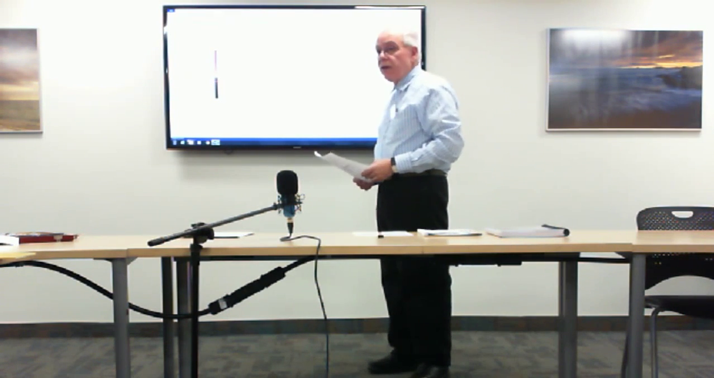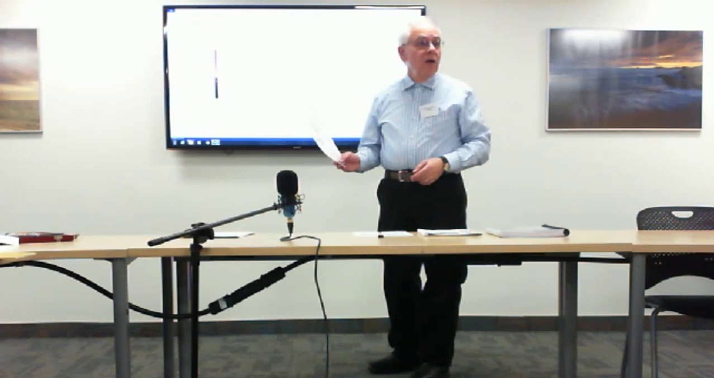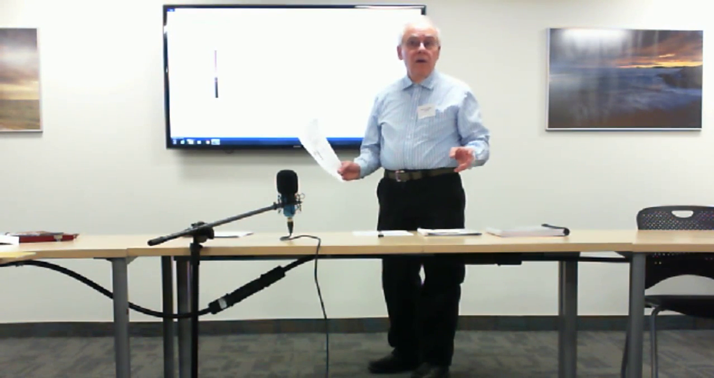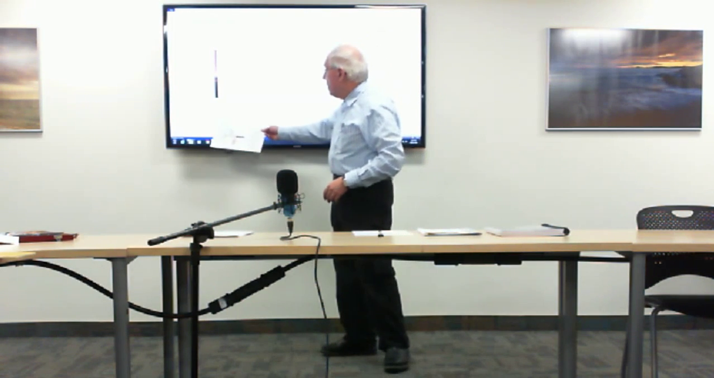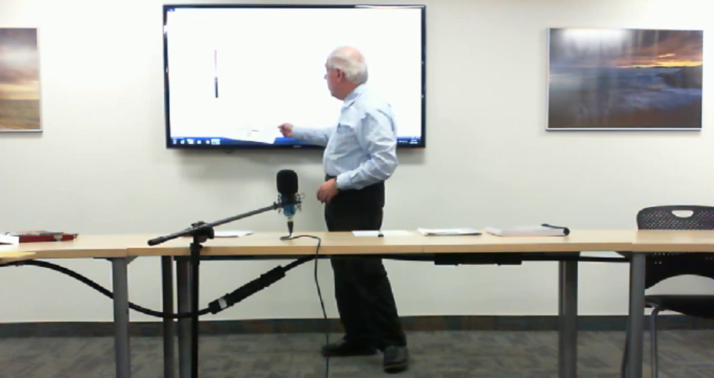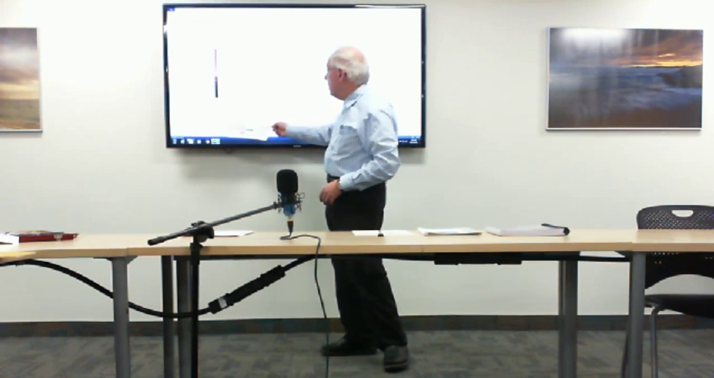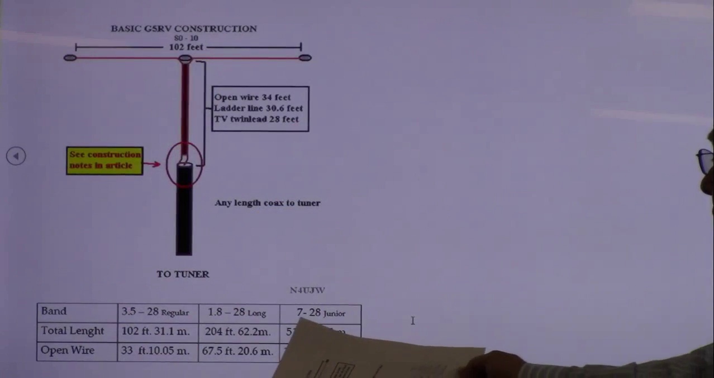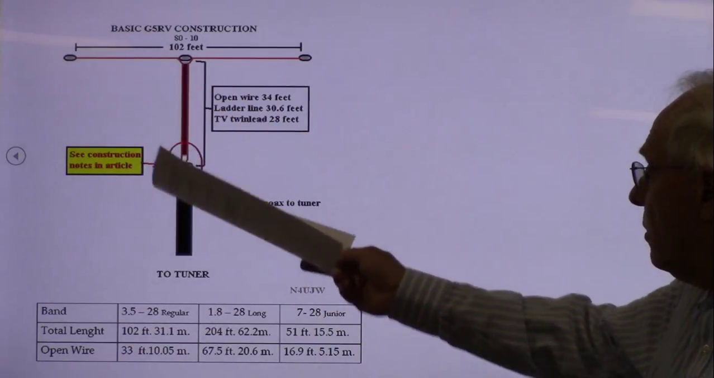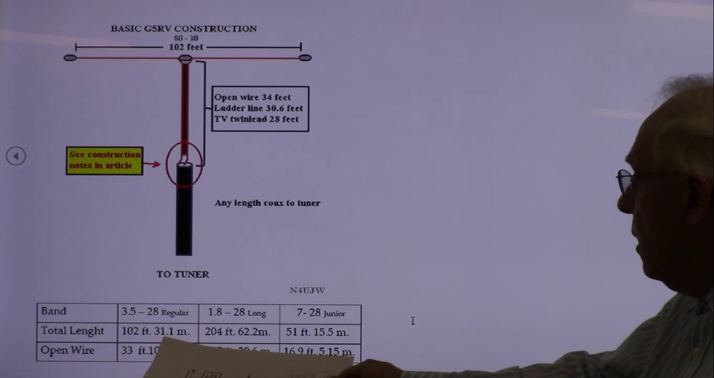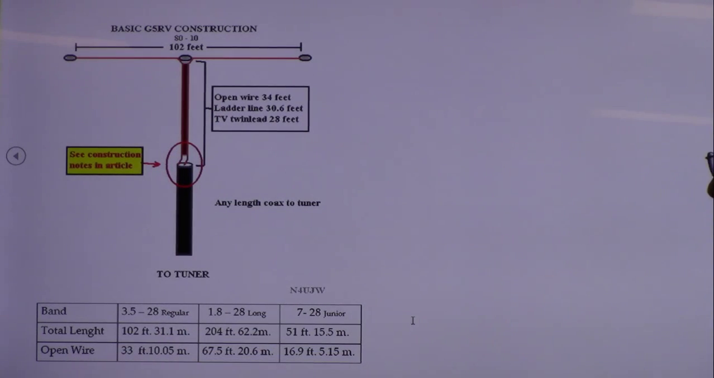Okay, this is also not on the test, but I wanted to make sure that you get this. I sent this to all of you by email. These are the three types of G5RVs: the regular, the long, and the junior. The regular covers everything from 80 to 10, the long covers 160 to 10, and the junior covers the 40 meter band to 10. And here are the lengths of the elements in feet and in meters.